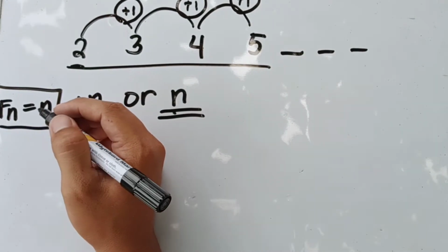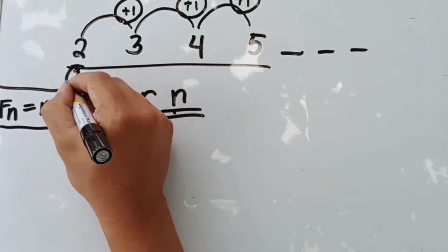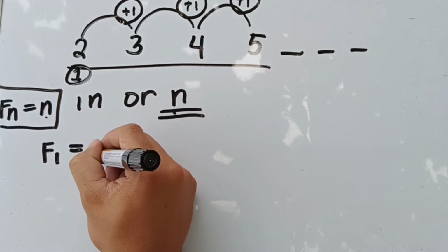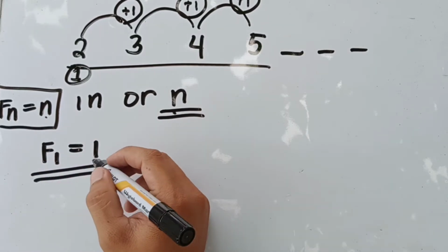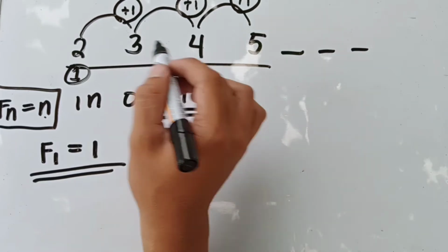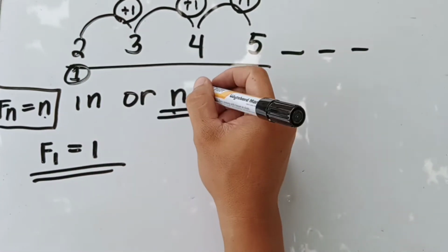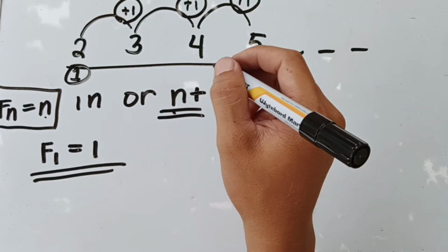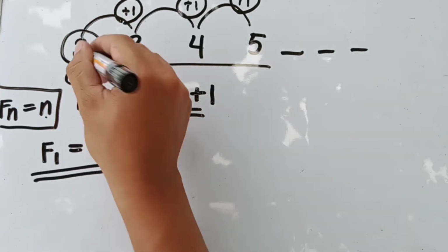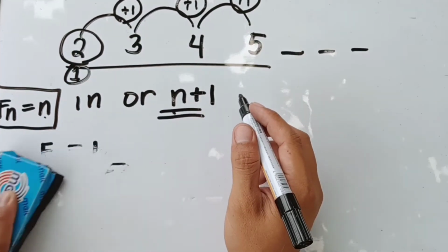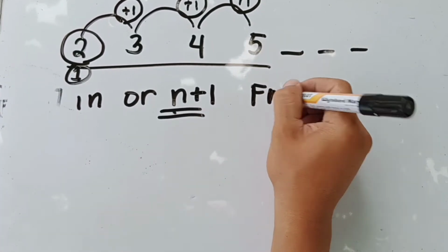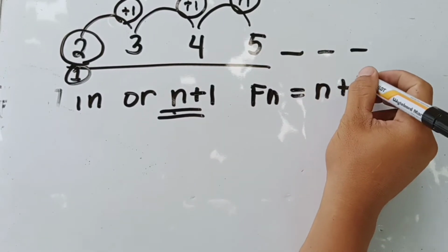Now, let us try to check the first term. So we have f sub 1 equals 1. So our value for the first term is 1. And then the value for the first term of our sequence here is 2. So we need to increase n by 1. And now let us try to check if we can get the value of 2 for the first term. So our formula will be changed into f sub n equals n plus 1.